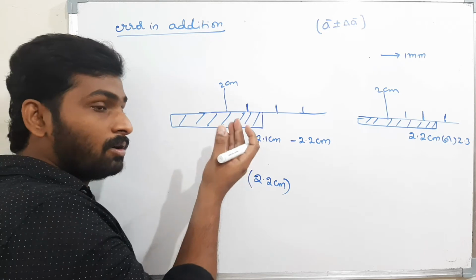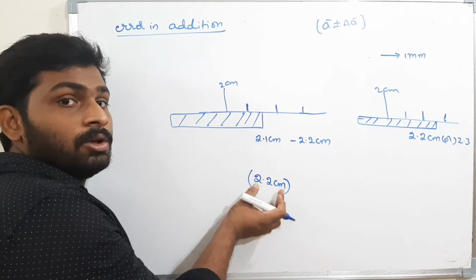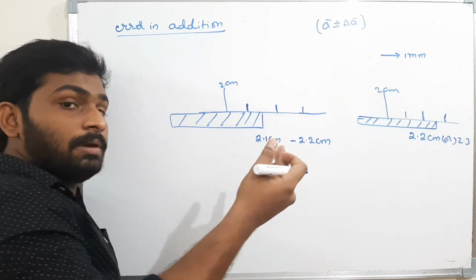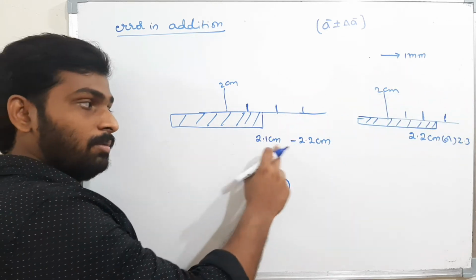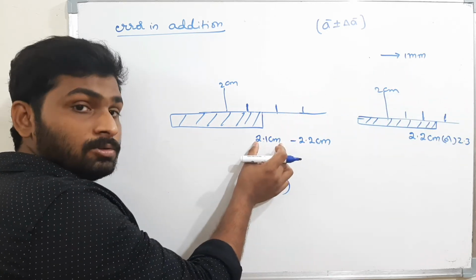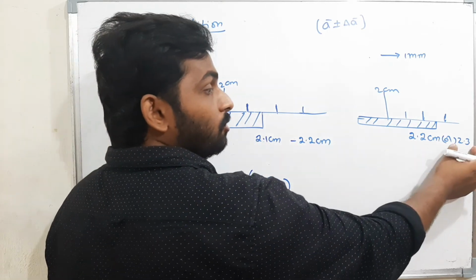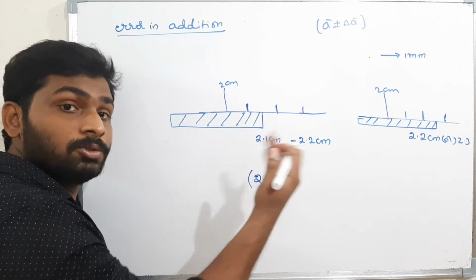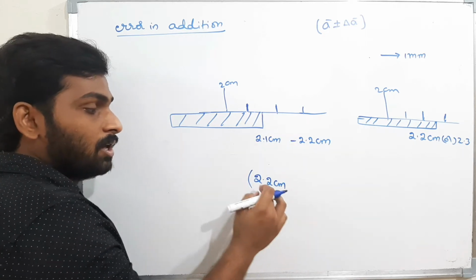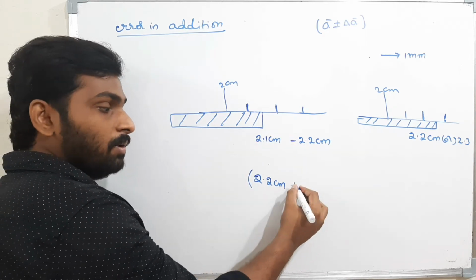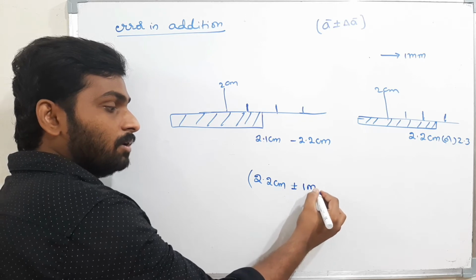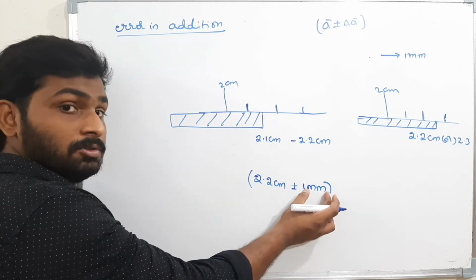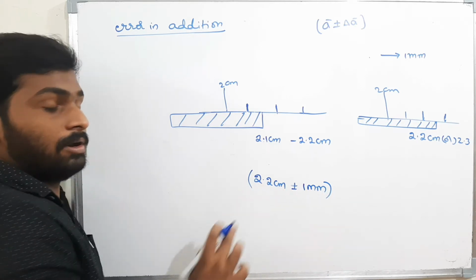That means if I got some value 2.2, there will be some error. It may be plus 1 millimeter more or it may be 1 millimeter less. If I told 2.2, it may be 2.1 also, or it may be 2.3 also. Means plus or minus 1 millimeter. That is the least count of the instrument. Therefore, I will say it as 2.2 centimeters plus or minus 1 millimeter. The least count of the instrument is the error and this is the measured value.